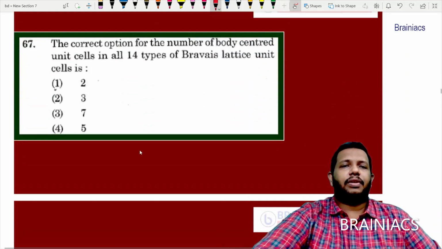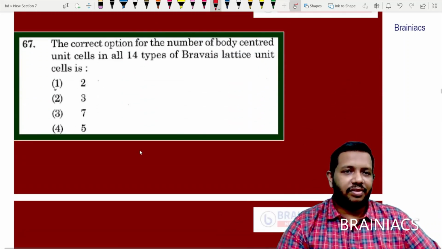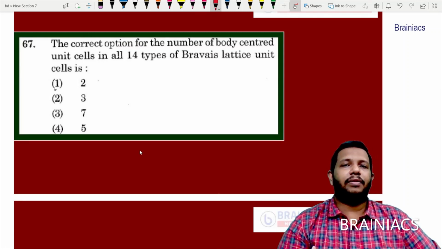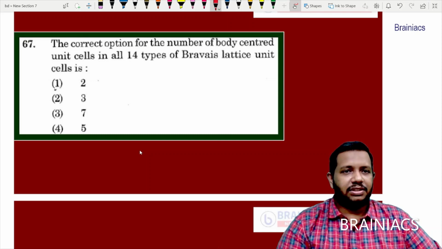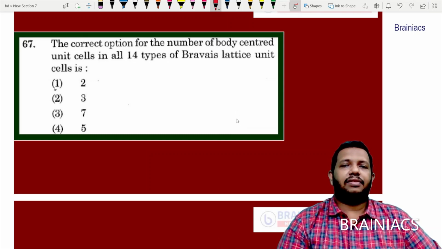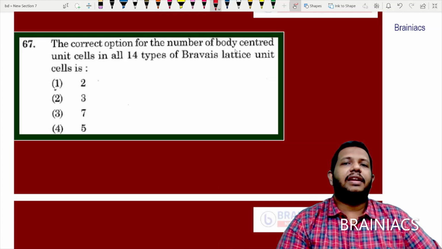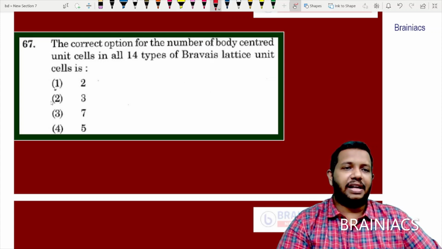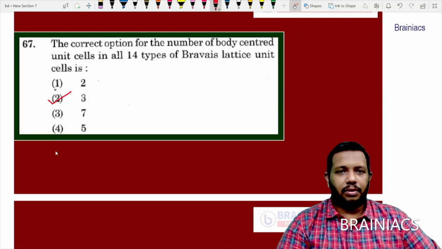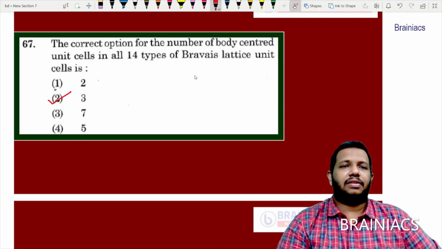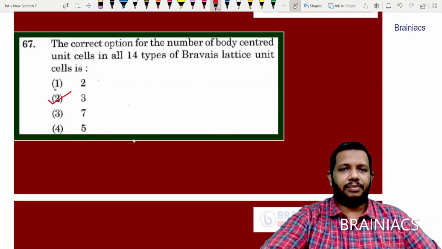The correct option for the number of body-centered unit cells in all 14 types of Bravais lattice unit cells. We know this is from the chapter solid state. In the NCERT textbook there is a table mentioned. They are asking, in those 14 types of Bravais lattices, which of them have body-centered unit cells. We know it is 3 in number. We have body-centered unit cells. So it's a direct question. The answer is 3.